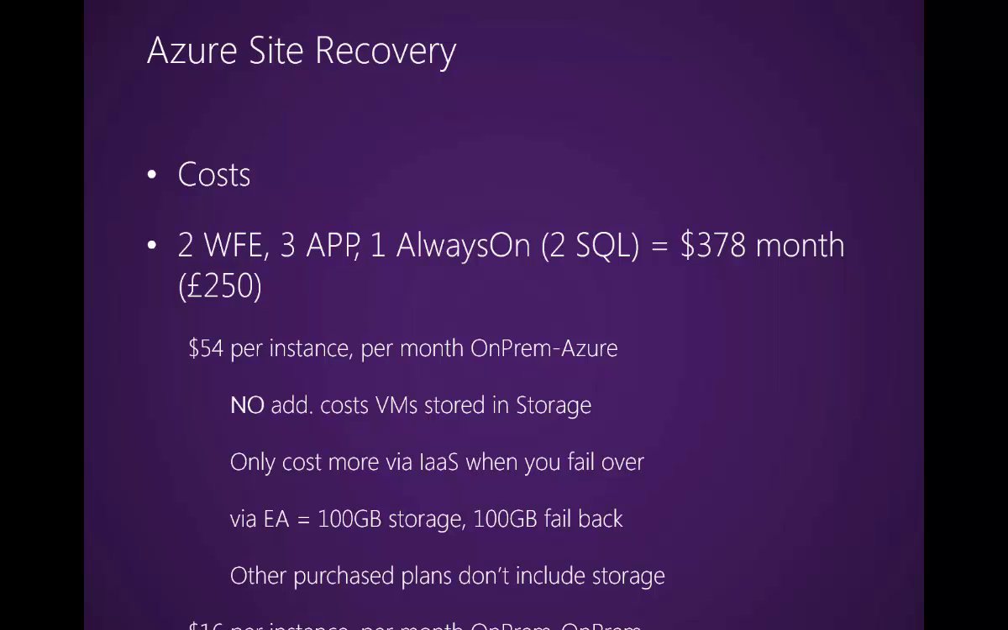So if you have an EA agreement, plus or minus, I'm not a licensing expert, quite honestly, I don't know anyone who is, you have 100 gigs of storage for free, and you have 100 gigs of failback data transfer for free. So how this sort of works, and I was getting at that here in a second, was you synchronize your VMs or physicals or SANs or whatever they might be up to Azure.